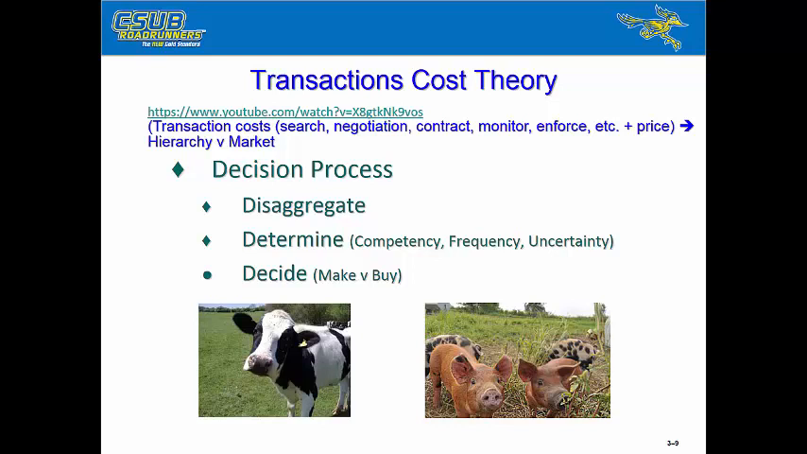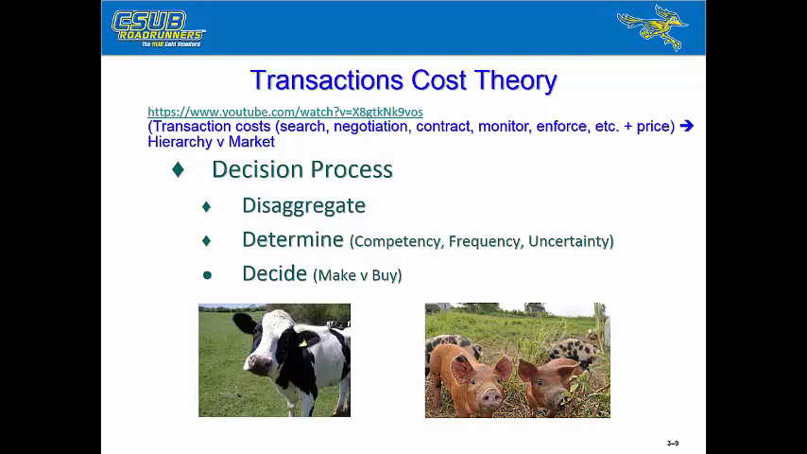The process of deciding what activities should be inside the company and which activities should be done by the market involves three steps. Basically, first, disaggregating, and that means looking at each individual business activity separately. So HR management looked at as a separate activity, IT management looked at as a separate activity, inbound logistics, operations, outbound logistics, all of these looked at as separate business activities.